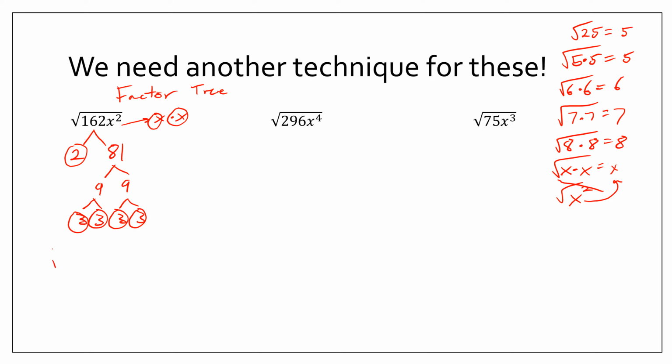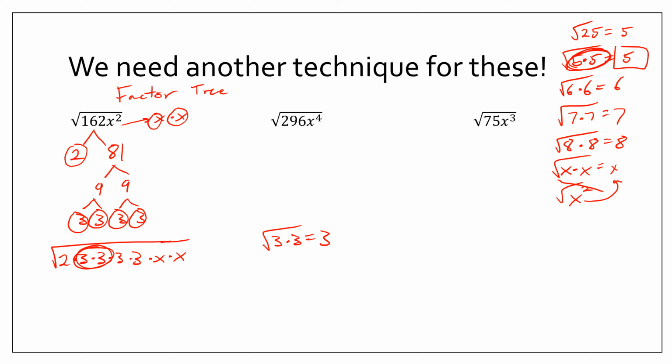So I'm going to rewrite the square root of 162x as 2 times 3 times 3 times 3 times 3 times x. Literally write it all out, because here's what it's going to help me with. Every time I see a pair, I can take its square root. So in other words, I have 3 times 3. The square root of 3 times 3 is 3. So this square root is 3. Also, I have another pair of 3s. This square root is also 3.